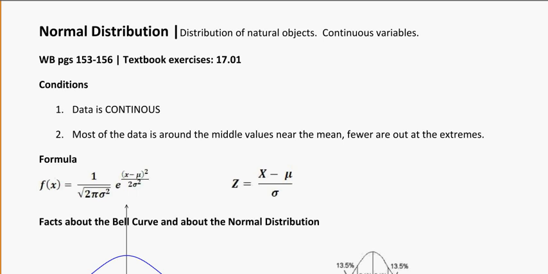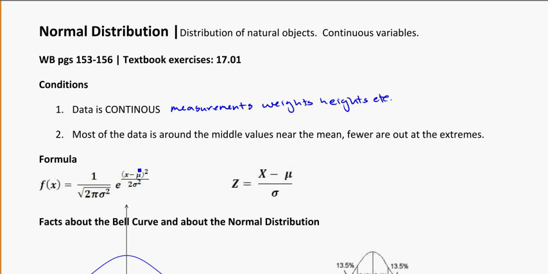So conditions for normal. We want to make sure our data is continuous. And things that are continuous are sometimes things like measurements, such as weights or heights, etc. And we want to make sure that most of the data is around the middle values, near the mean, and then there are a few outlying extremes, and that's kind of something you can think about with heights. Everybody kind of fits around the middle. Most people are around average height, and then there's a few really tall and a few really short people as well.